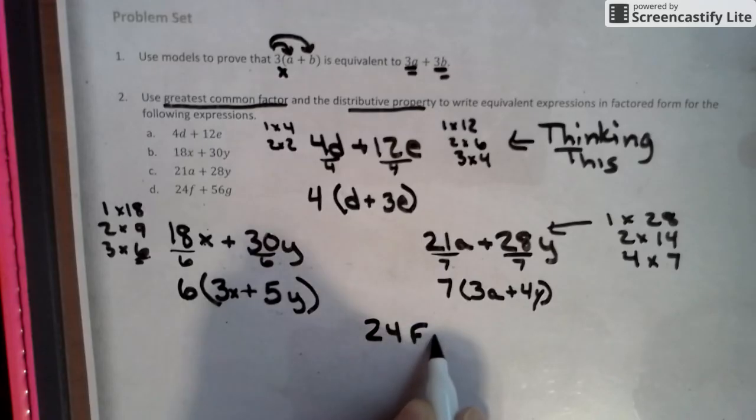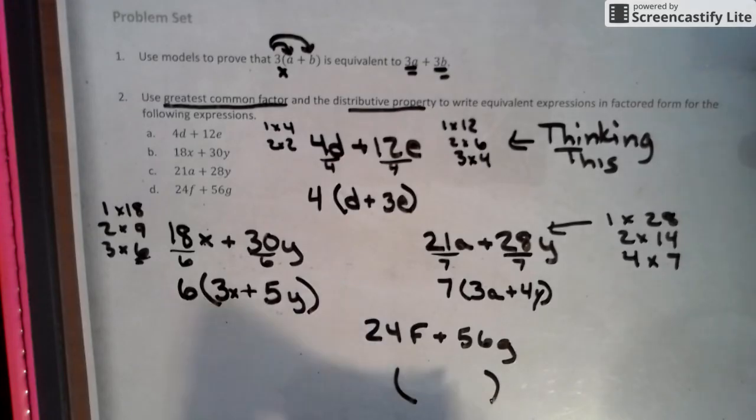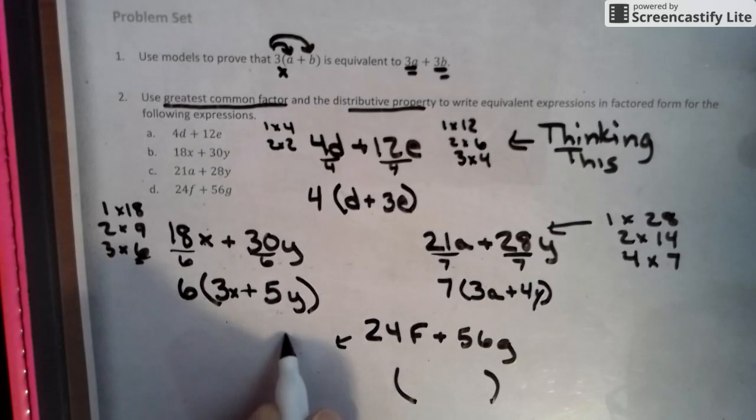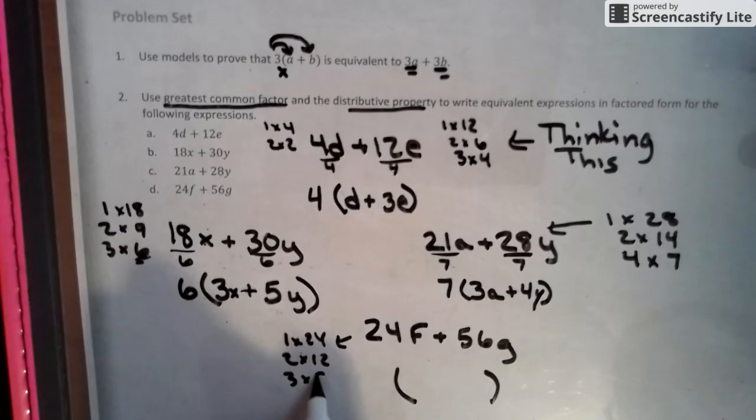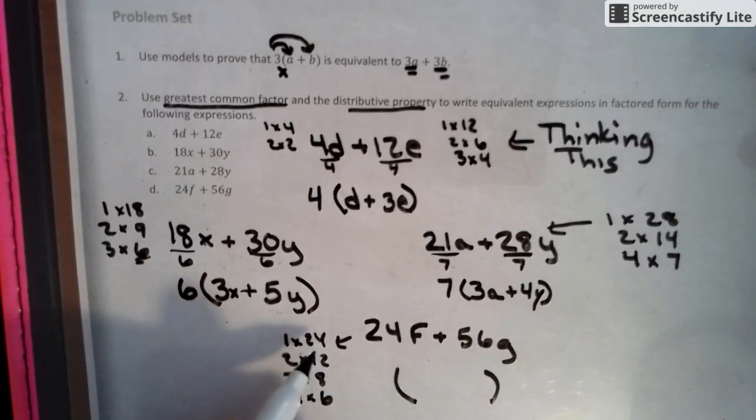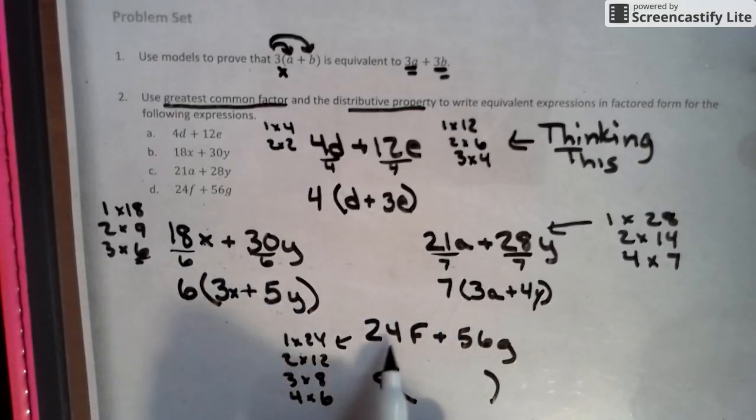24F plus 56G. Some of you kids are so good at this that you can easily find what goes into these. So 1 times 24, 2 times 12, 3 times 8, 4 times 6. So when I look at these numbers, 24 is not working. 1, yes. 2, yes. It's got to be something bigger than a 2. 4, yes. 3, no, because when you add up the digits, you get 11. 8 works, so I'm going to use 8.